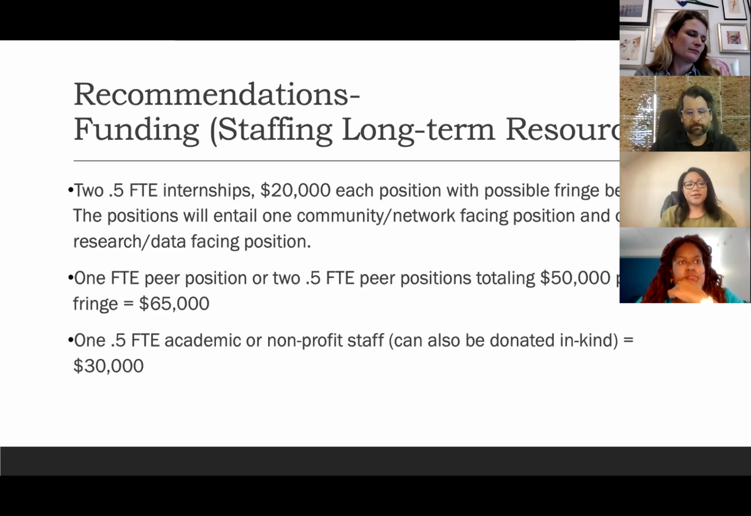So human resources are, of course, a critical long-term resource. Staff will include 2.5 FTE internships, $20,000 each position, and possible fringe benefits. The positions will entail 1 community network facing position and 1 research data facing position, 1 FTE position or 2.5 FTE peer positions, totaling $50,000 plus fringe, totaling $65,000. 1.5 FTE academic or nonprofit staff can also be donated in kind, $30,000.